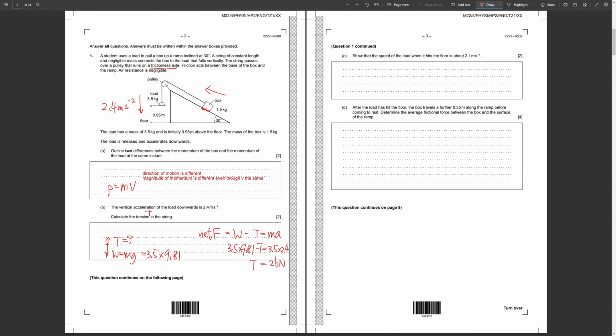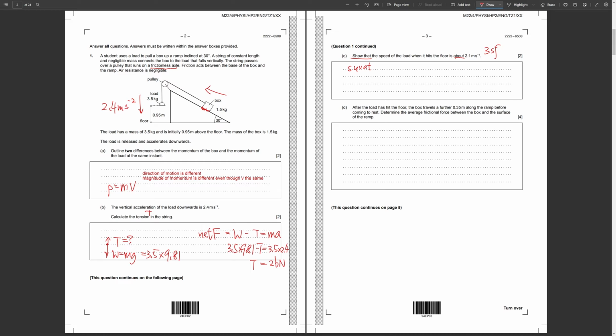Next, part C. Our target is to show that the speed of the load when it hits the floor is about 2.1 m/s. Note that it is a "show that" question. Therefore, our answer should be in 3 sig figs or even more. How do we calculate the speed of the load? We can take a look at the SUVAT equations. The reason is, it is a uniformly accelerated motion, therefore all SUVAT equations are available here.